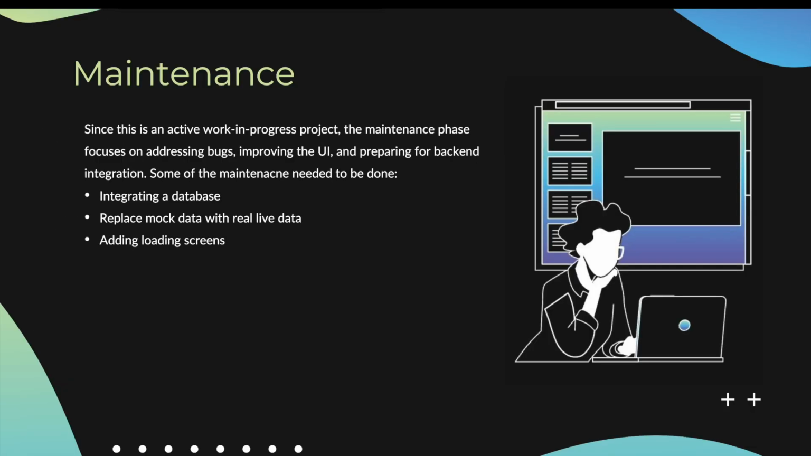Okay, and then for maintenance, since this is an active work in progress project, the maintenance phase focuses on addressing bugs, improving the UI, and preparing for backend integration. Some maintenance needed to be done is integrating a real database, like Firebase or Supabase, to support real user accounts and item posts. And then we want to replace mock data with real live data for search results and post details.